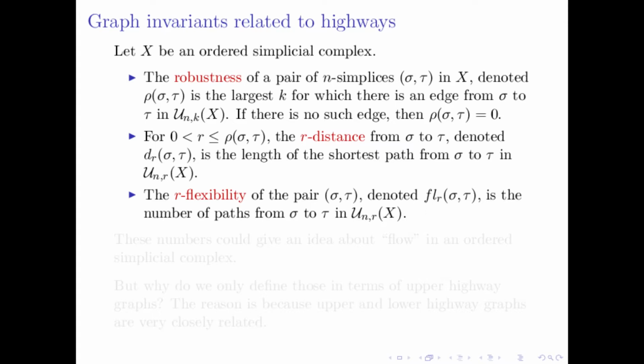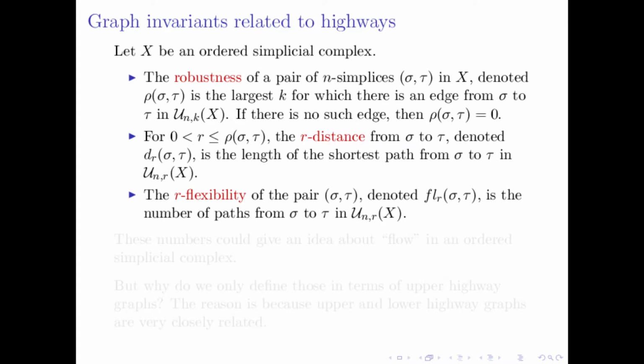Okay, now we don't take into account the length of that path in this definition. So if you wish to take the length into account, you have another invariant, and that is the r distance. If you have an r larger than 0 and smaller than sigma and tau, the r distance from sigma to tau, which we denote by dr sigma tau, is the length of the shortest path from sigma to tau in U and rx.